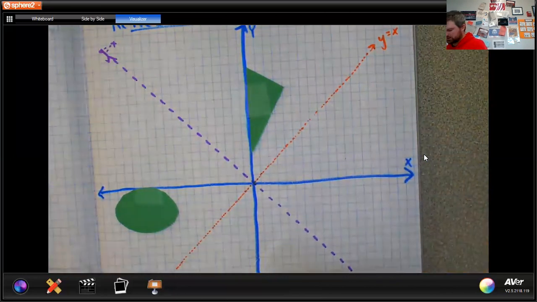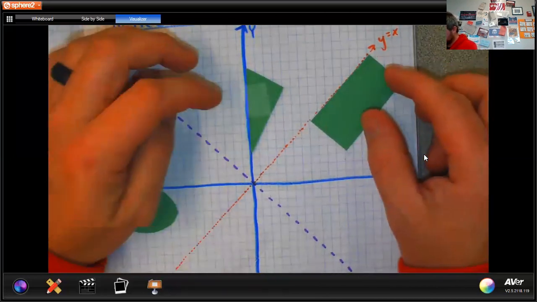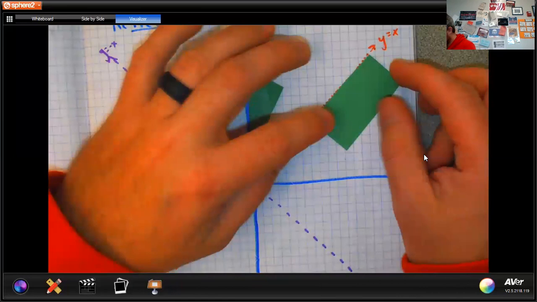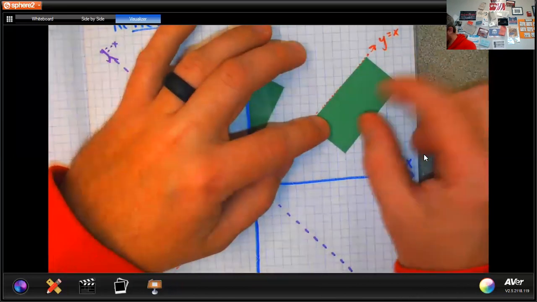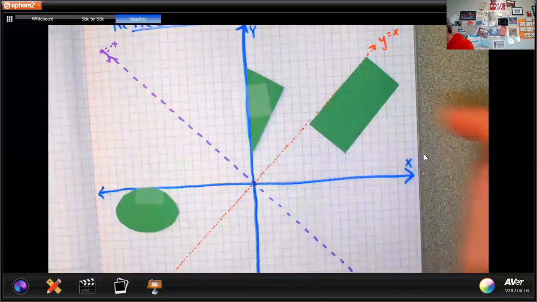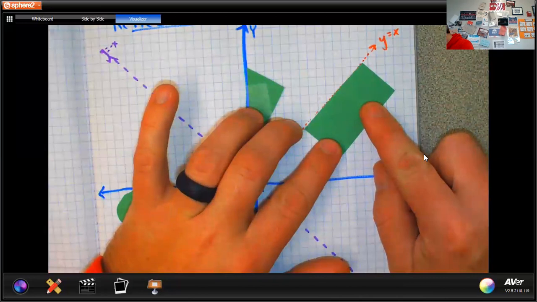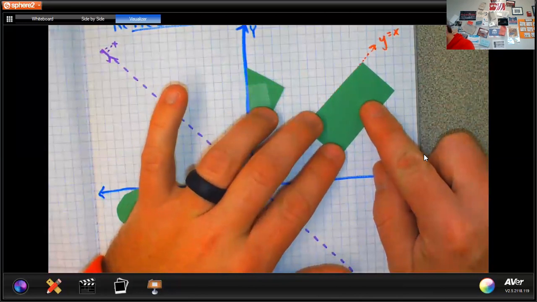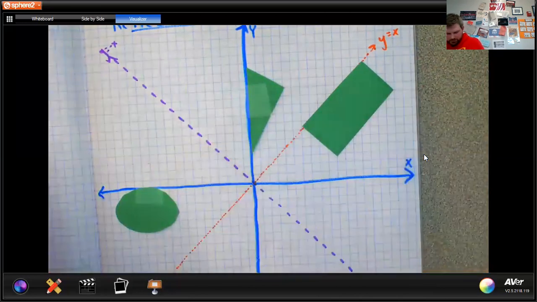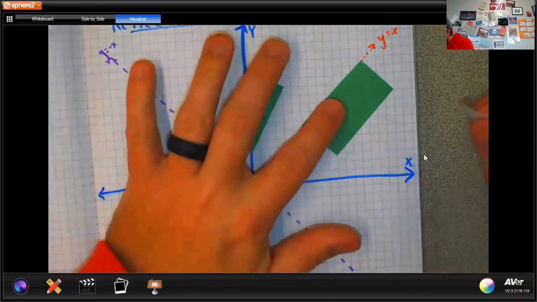Okay, so we got 4 lines that we're going to do some reflections over. We're going to take the rectangle, and we're going to kind of put it up over here. Let's put it right there. Notice I've got that point right there. Actually, let's make it this point up here. I'll put that point right there. Okay, a little piece of tape, and we'll get it taped in.